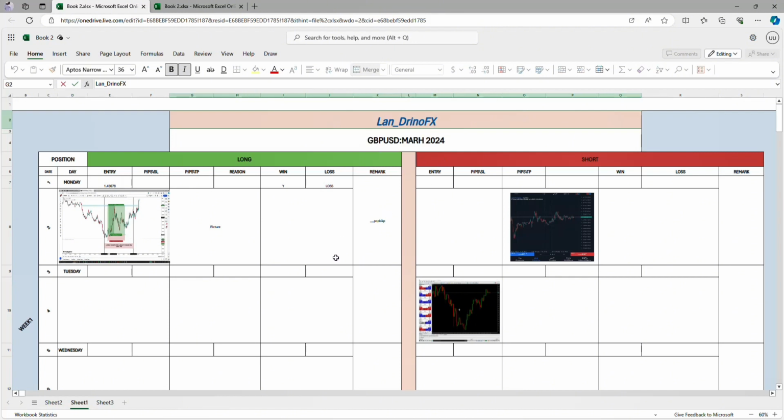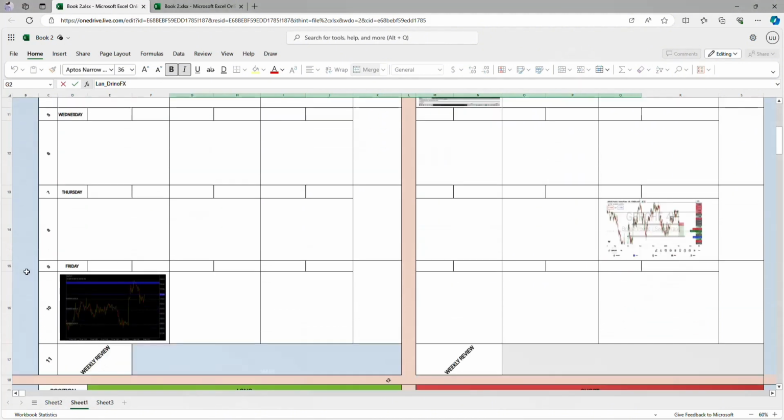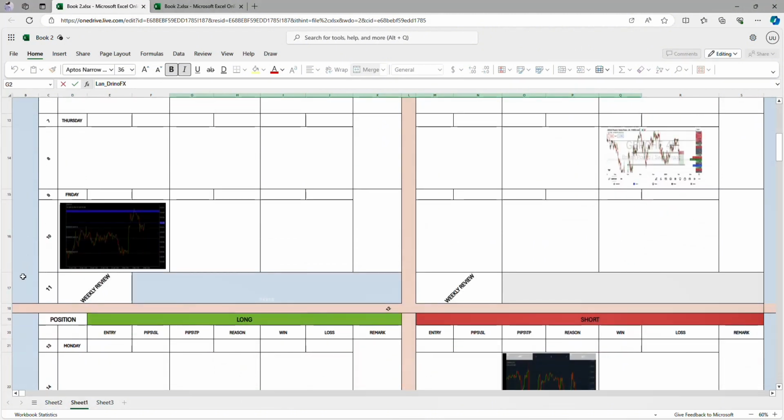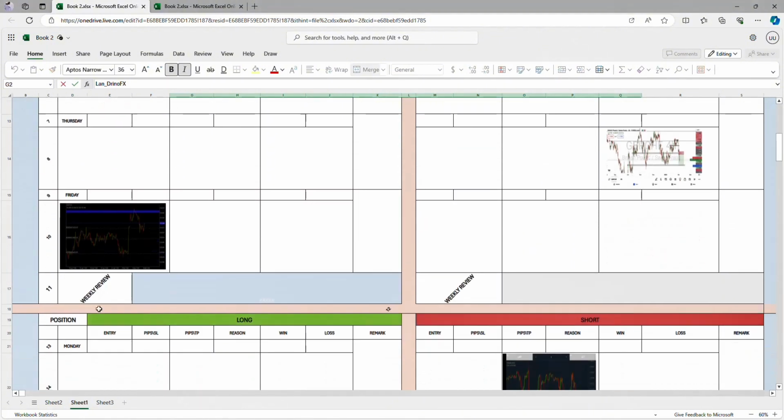I have divided it into two portions. On the left side of my screen, you have the long position, and on the right side of my screen, you have short positions. And if you look to the left of my screen, you are going to see week 1, which means you are going to journal all the trades that you are going to take for that week only. Okay, this is Monday to Friday. The first week, you are going to take all your trades and journal them over here. All your buy and your sell trades will be journaled over here.